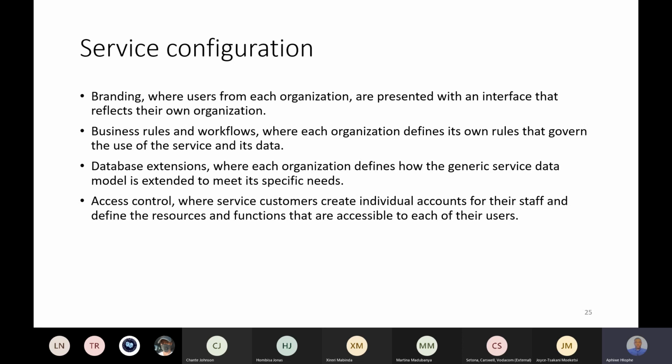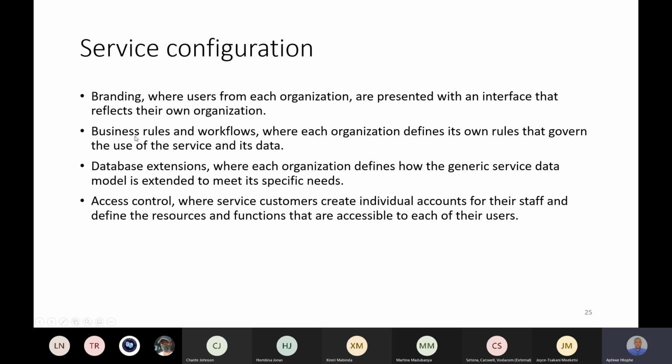So configuration covers the following points. So branding: you buy or rent this software from this organization, but how do you brand it and make it speak to your customers? You may want your colors there. You may want your logo there as well. So that becomes one of the concerns.